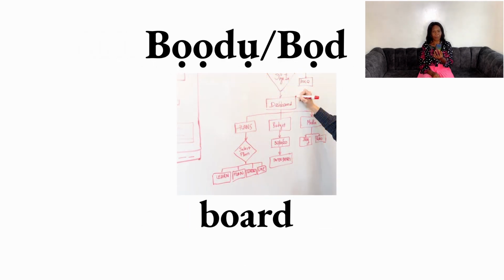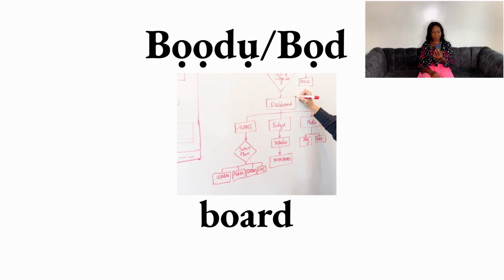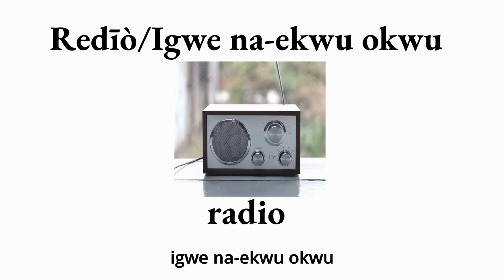Board, where we write something. Board. B-O-A-R-D, board. We still call it board in Igbo. Board, that's board. Radio ma ọ bụ igwe na-ekwu okwu. Radio, igwe na-ekwu okwu. That's the radio. Igwe na-ekwu okwu.